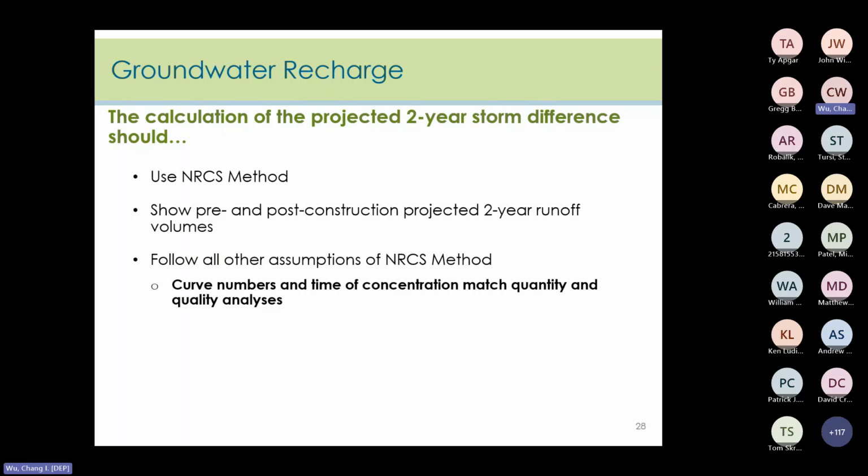So here, as I said, you can obtain those values from the quantity design, which is based on NRCS methods. But as you review it, you still need to have the design engineer show the pre- and post-construction project 2-year storm, the difference of the volume.